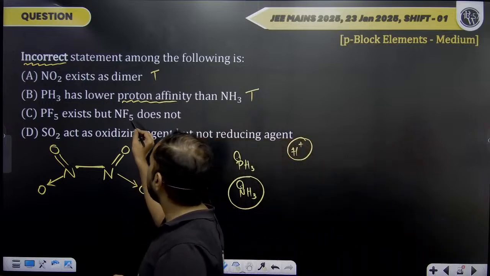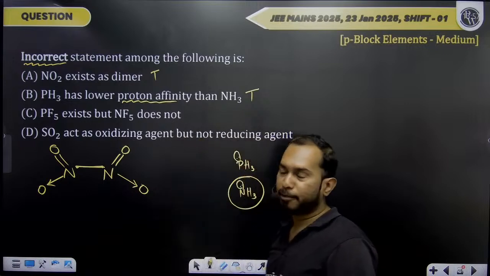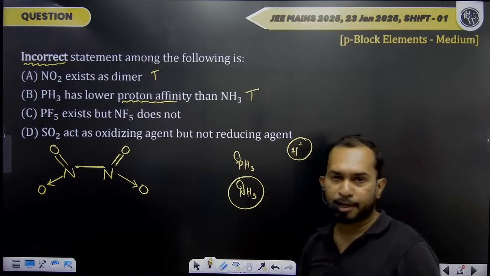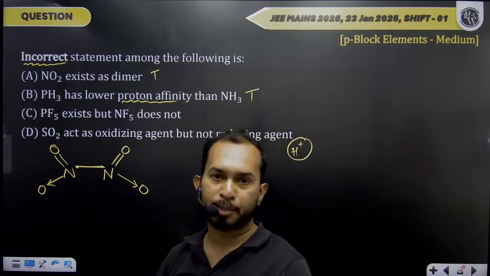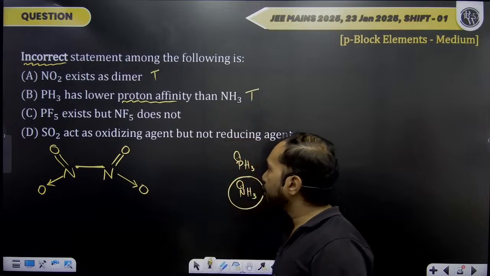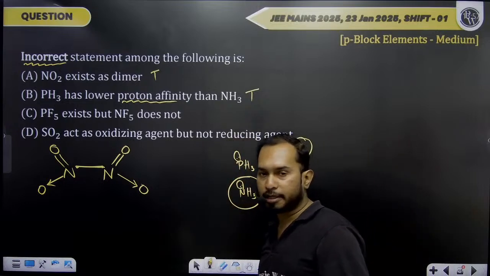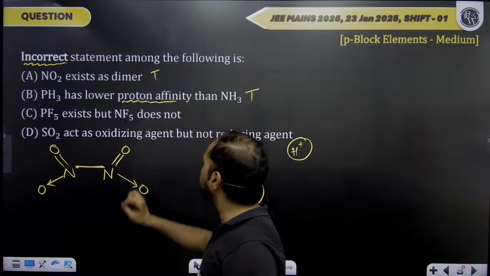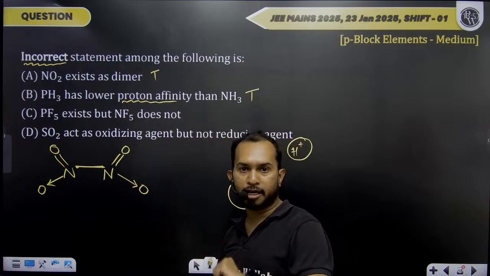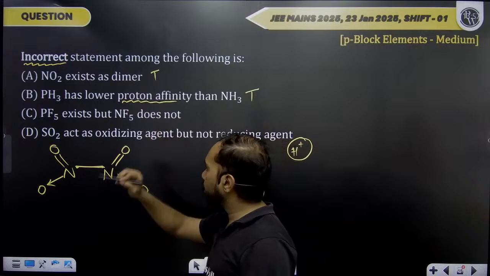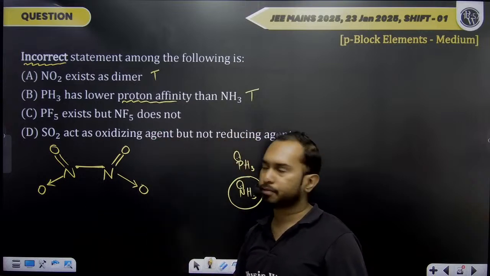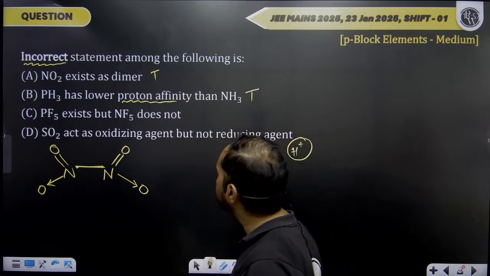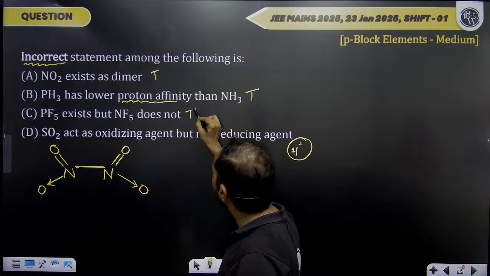PF5 exists, but NF5 does not. Very easy statement. We know the octet rule. Octet expansion can be shown only by third period or below elements. Nitrogen belongs to the second period, it doesn't have any d orbital, and it cannot attain more than 8 electrons in its outermost shell. So nitrogen can never have more than 4 bonds. So NF5 does not exist. PF5 may exist, there is no issue with that. PF5, PCl5, PCl6 minus, all these species exist. So this statement is also true.